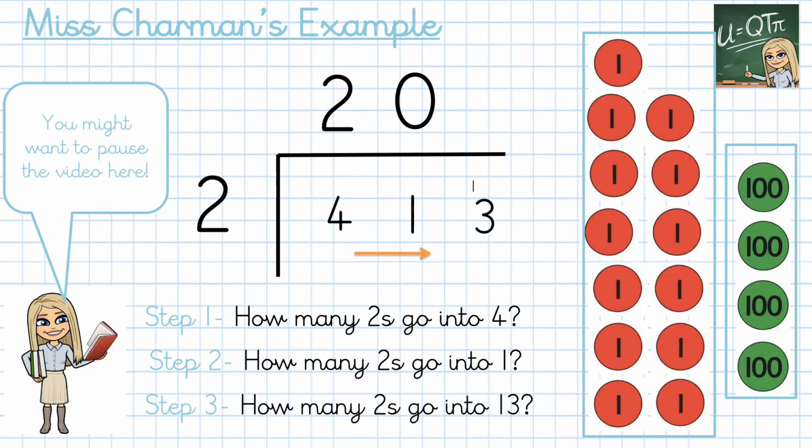I know that 6 times by 2 is 12, which means I'm going to put a 6 in the ones column, but I've got 1 left over, so I've got a remainder of 1. So I'm going to write R, which means remainder, and 1 next to my answer. So the answer then to the calculation is 413 divided by 2 is 206, remainder 1.